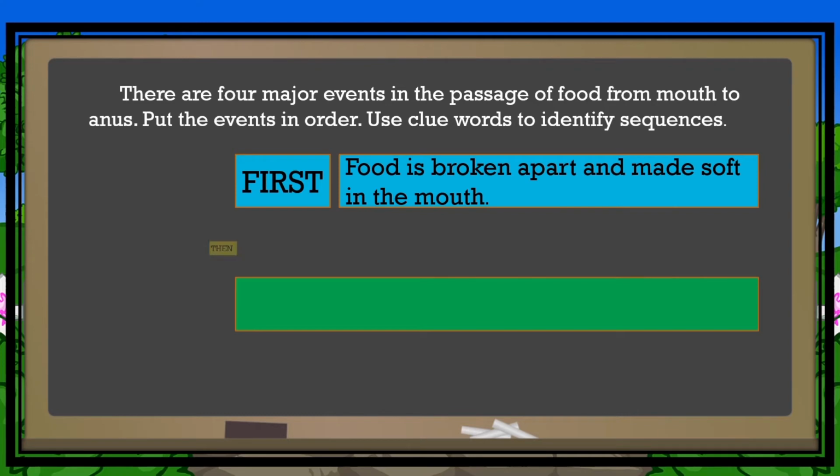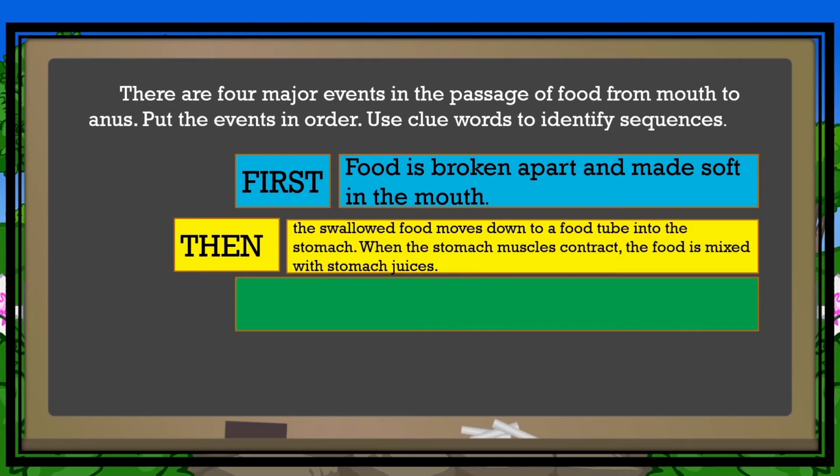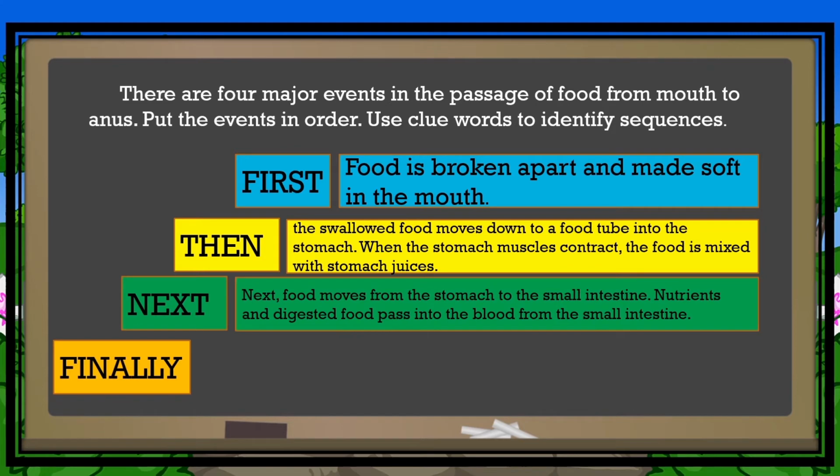Here are the answers. First, food is broken apart and made soft in the mouth. Then, the swallowed food moves down a food tube into the stomach. When the stomach muscles contract, the food is mixed with stomach juices. Next, food moves from the stomach to the small intestine.